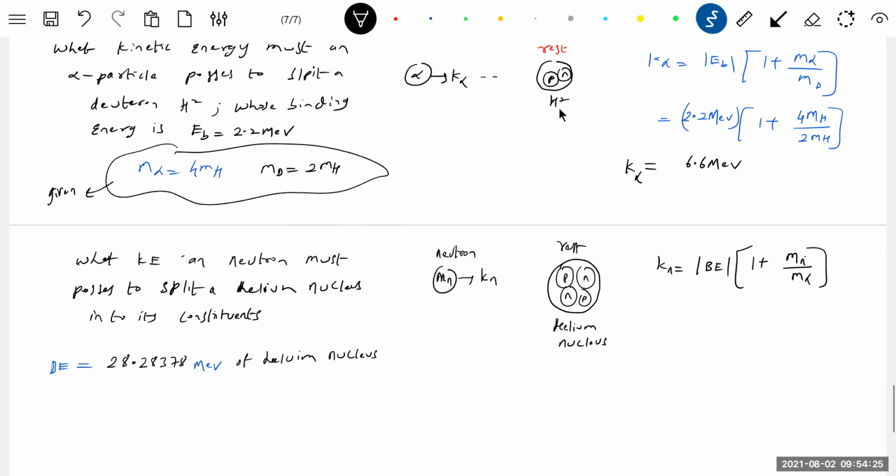This is the helium nucleus, no? Alpha, I'll write it. The mass of the alpha particle is 4 times the mass of the neutron. M alpha, I'll write it nearby, so you don't get confused. So this will be 28 point something times 5 by 4, that is 1.25 times this binding energy.